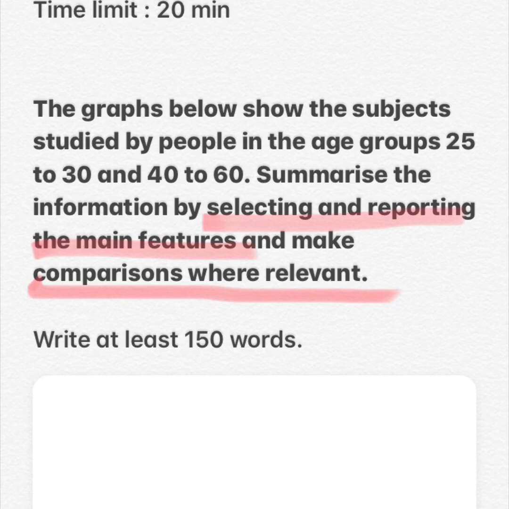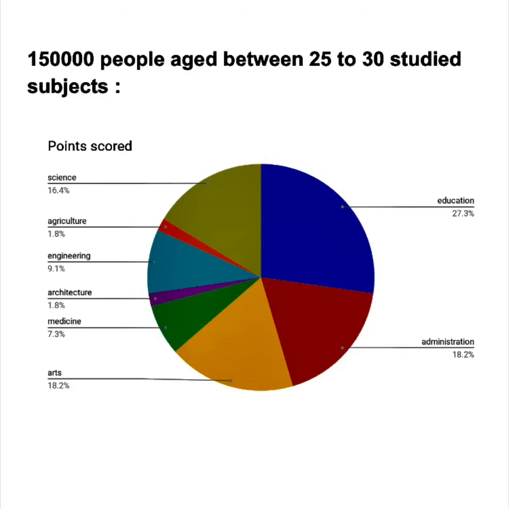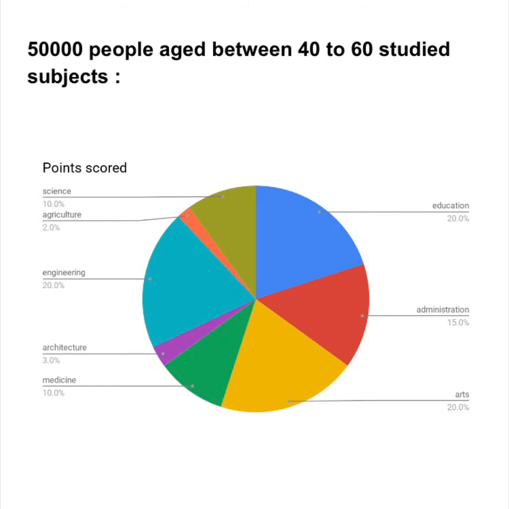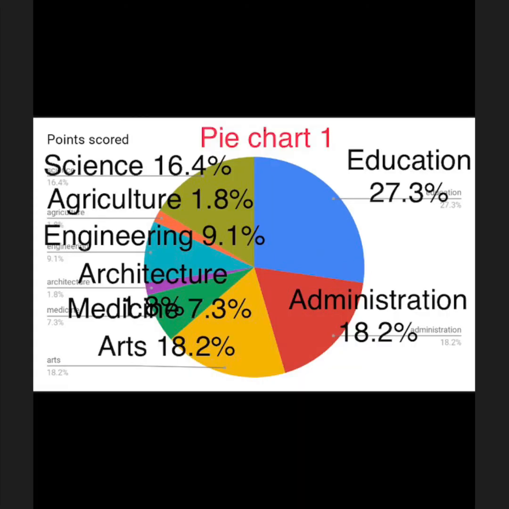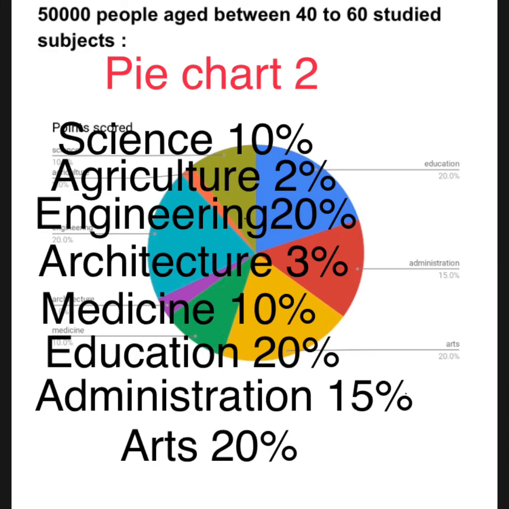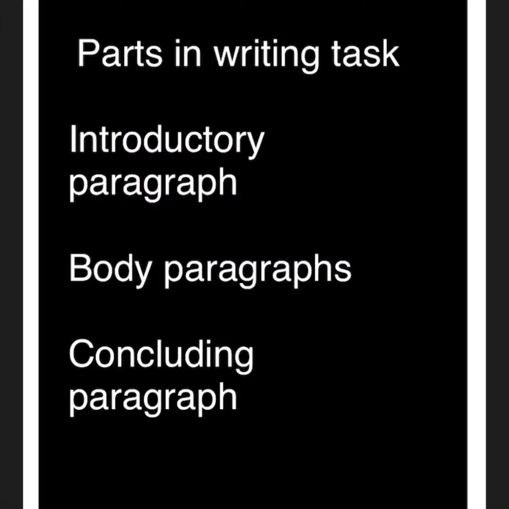Again, having a glance at the question given, what it was: the graphs below show the subjects studied by people in the age groups of 25 to 30 and 40 to 60. What we were doing, we were reporting the main features and making the comparisons. Again, see pie chart 1 as well as pie chart 2. Look at the different percentages given in pie chart 1 and in pie chart 2 as well. So what we have written in task 1 is the introductory paragraph, body paragraphs including the data analysis, and the concluding paragraph.